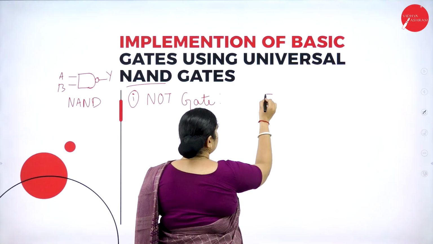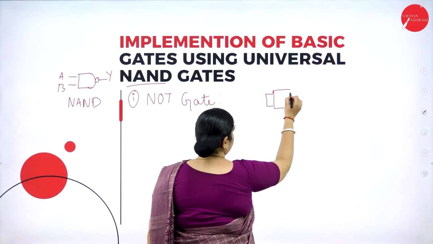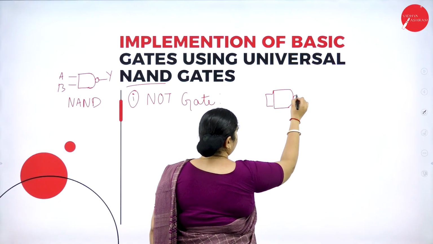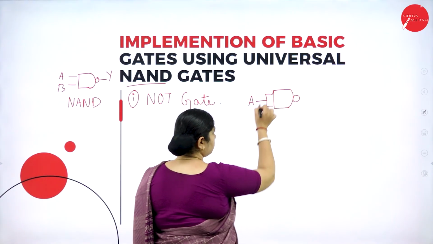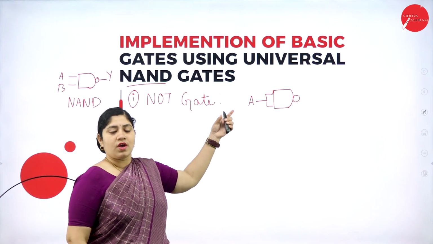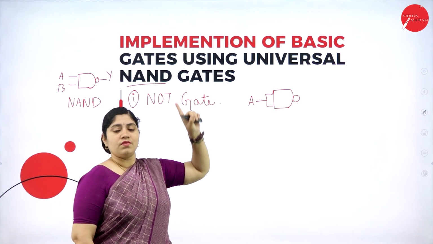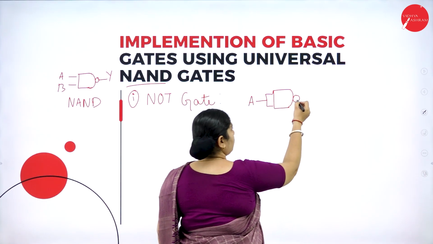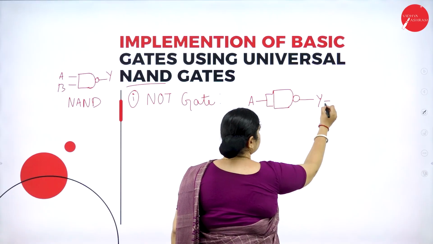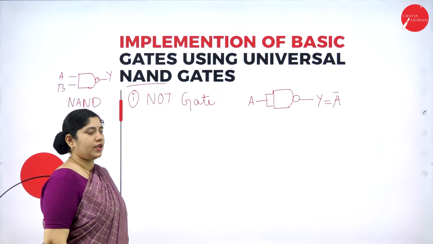As we know, a NOT gate has only one input, so we have to draw a symbol in this way in order to merge it. Both the inputs will go with the same, that is with respect to A. So this is how we can draw a NOT gate using the NAND universal gate.